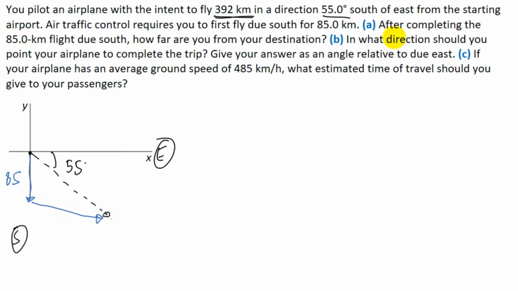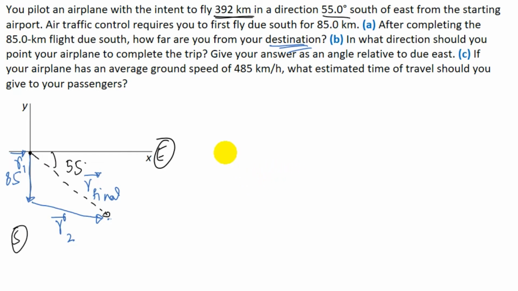Now what we need to tell in the A part: after completing 85 kilometers due south, how far are you from your destination? So let this be your final vector R final. This is your R1 vector and this is the R2 vector. So what basically we need to find? The magnitude of R2 vector, because this distance you need to fly to reach your final destination. If we calculate this R2 vector, we can easily find this magnitude.